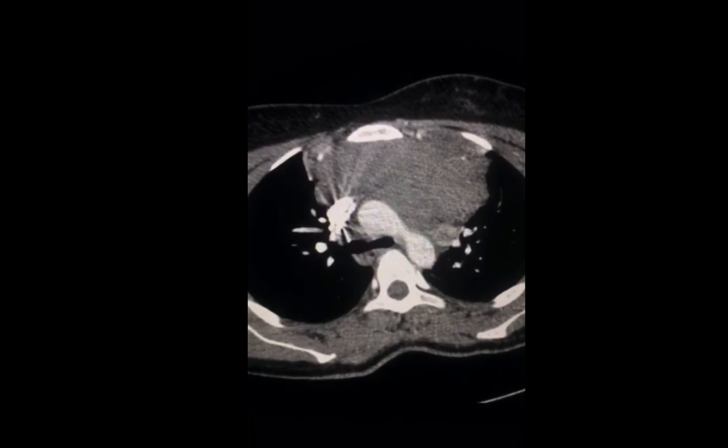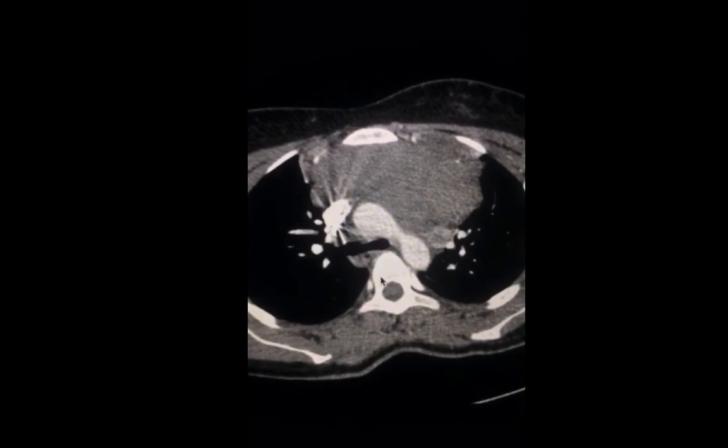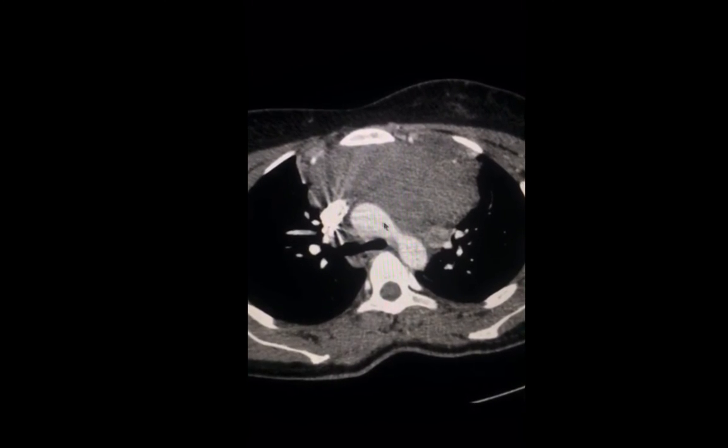And here's the CT on the same patient, confirming the anterior mediastinal soft tissue abnormality located here, displacing all the vascular structures posteriorly.